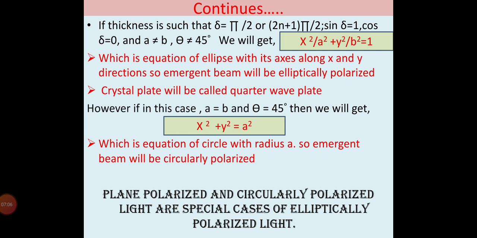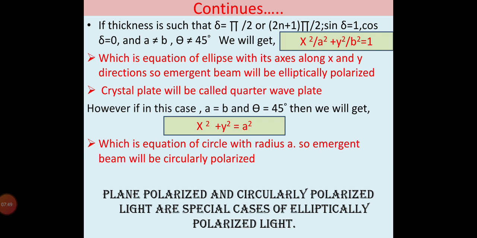Now the next case is if the thickness is such that the phase difference is pi by 2 or (2n plus 1) pi by 2. In that case sine delta will be 1 and cos delta will be 0. If a is not equal to b and theta is not equal to 45 degree, we get the equation x square by a square plus y square by b square equals 1. You know very well that this is the equation of an ellipse with the axes along x and y direction. So the emergent beam in this case will be elliptically polarized, and the plate is known as a quarter wave plate.